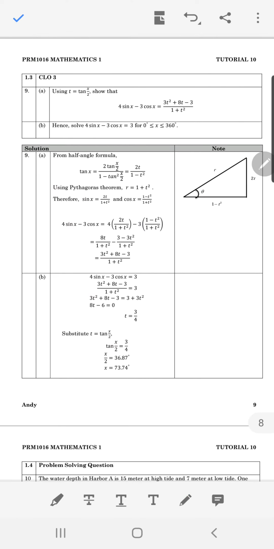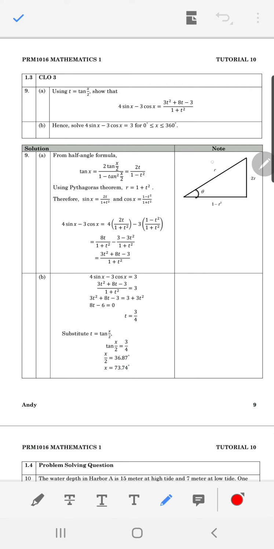Okay, so question number 9. This one they want you to use tangent theta over 2 equal to t. So you change this using the right angle, and then you use the Pythagoras theorem to find the r. If you don't want to find the right angle triangle, I always ask the students to remember this. This one you see is 1, it's minus, right? So this one will be root t squared plus 1.